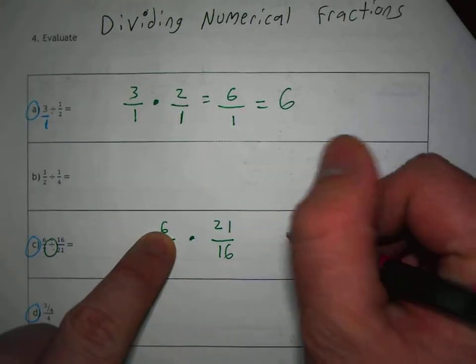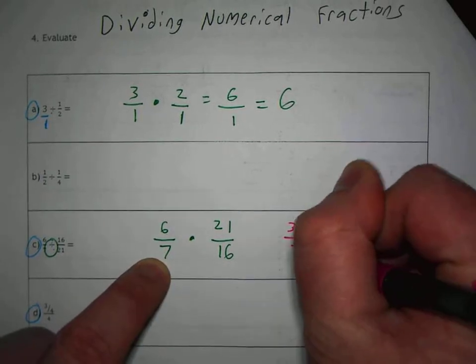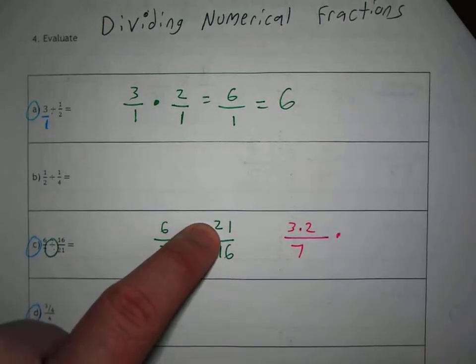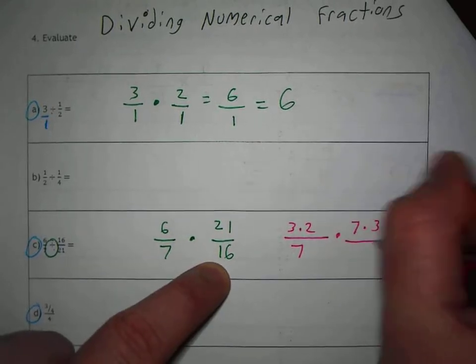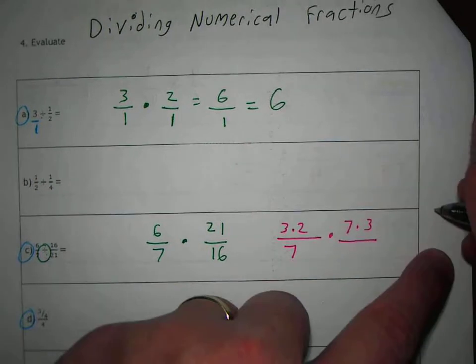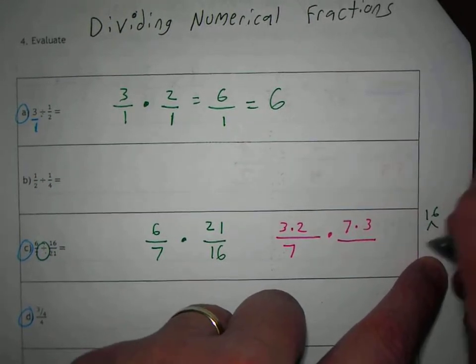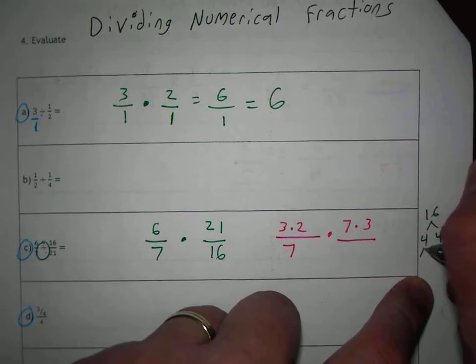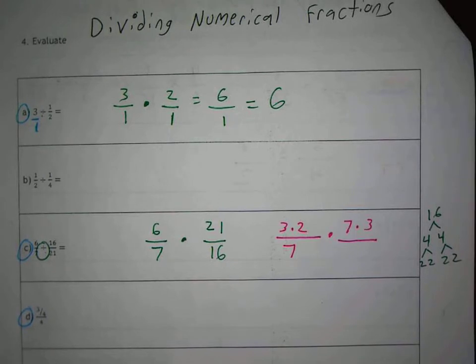But 6 is 3 times 2. And 7 would be 7. 21 is 7 times 3. And 16, that's going to be a little more complicated. 16 is 4 times 4. But I would break it down as much as you can. It makes it so much easier. So that's 2 and 2, 2 and 2, right? So it's 4 2s.